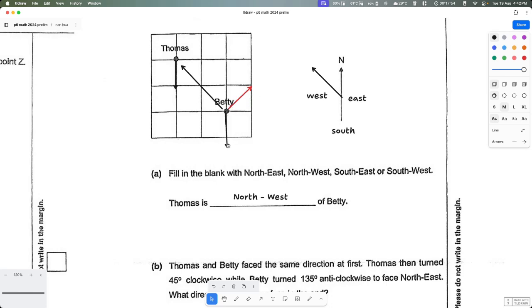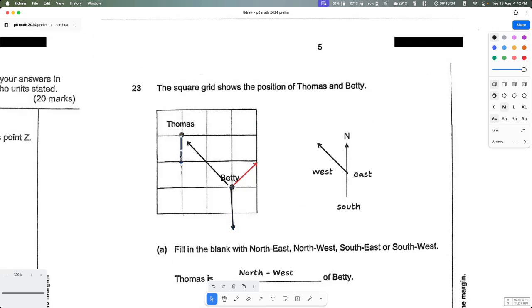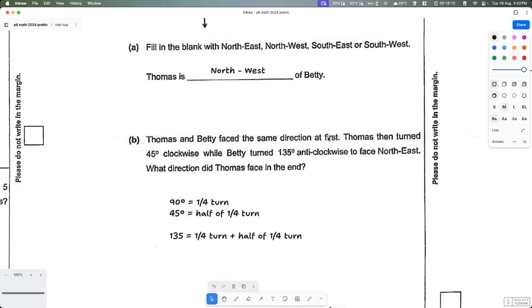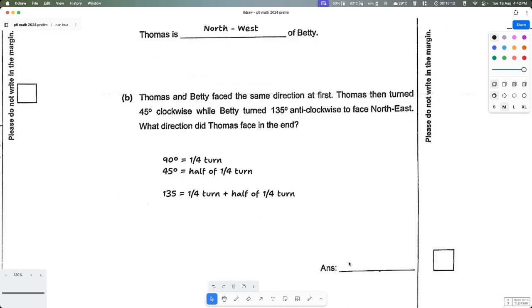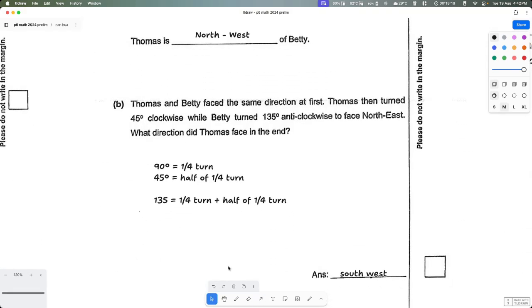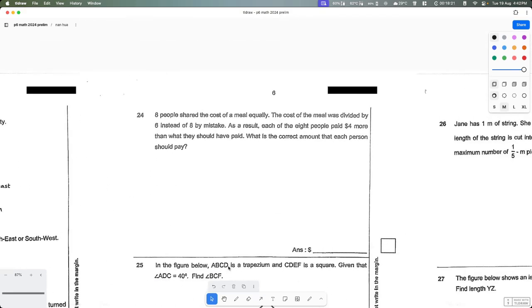Northeast, yeah, northeast. So she turned anti-clockwise. So quarter and then 90. Okay, so this is anti-clockwise, right? So clockwise means going the other way, which is 45 degrees, which is here. So that means in the end he was facing southwest. Southwest. There you go. So southwest, from here. So Thomas, yeah. Okay, let's move on to the next question.